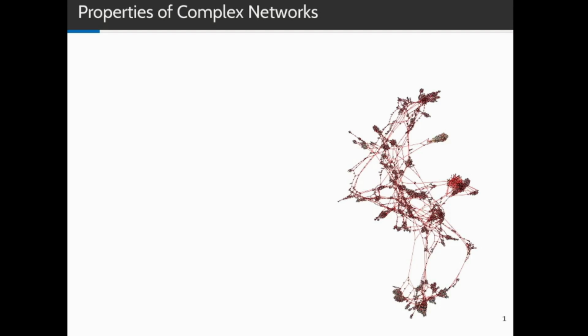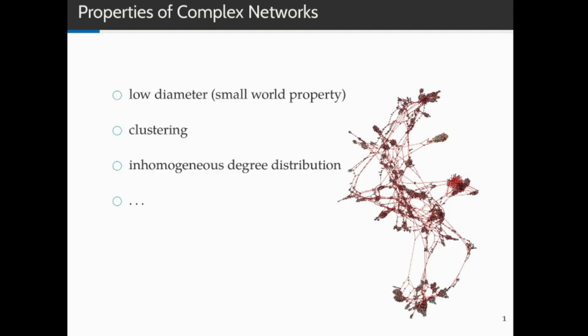The complex networks that we observe in the real world have some shared properties. They usually have low diameter, they often exhibit clustering, and they mostly have an inhomogeneous degree distribution. In a social network, for example, there's usually a small number of very active users which have tons of followers, while the average user has a relatively low number of followers.